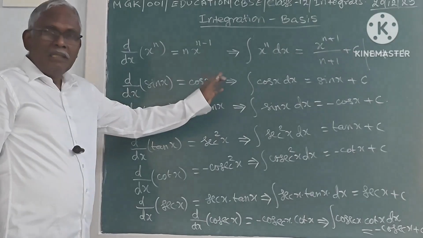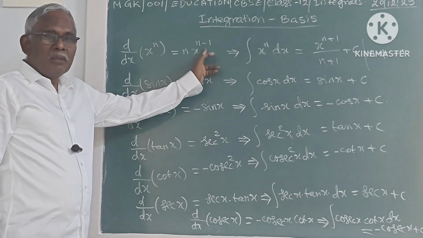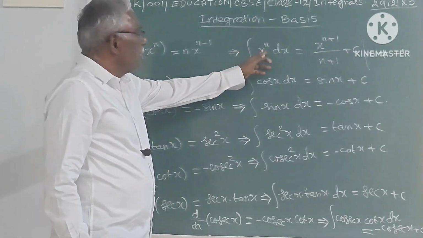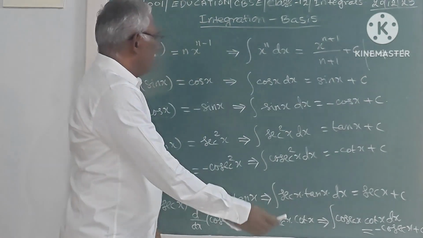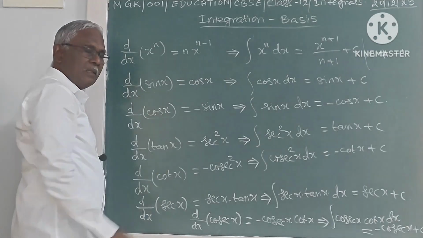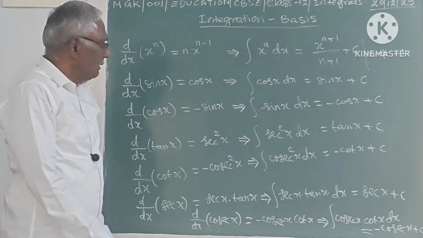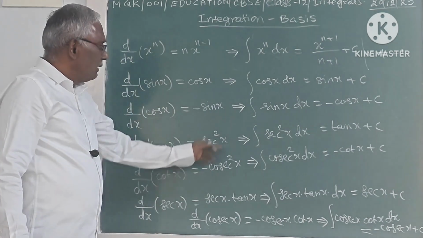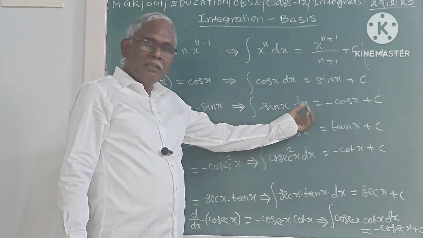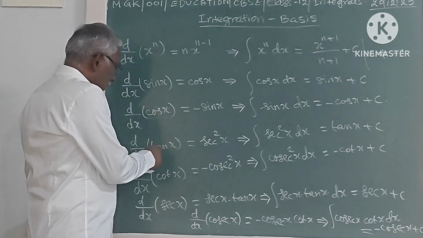So here we can see if we differentiate x power n, n into x power n minus 1 is coming. So integral x power n dx is x power n plus 1 by n plus 1 plus constant. If we differentiate sin x, cos x is coming, so integral cos x dx is sin x plus constant. If we differentiate cos x, minus sin x is coming, that means if we integrate sin x with respect to x, we will get minus cos x plus c.